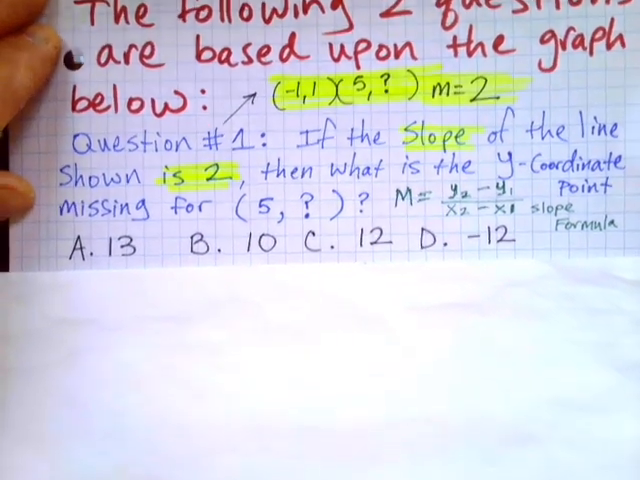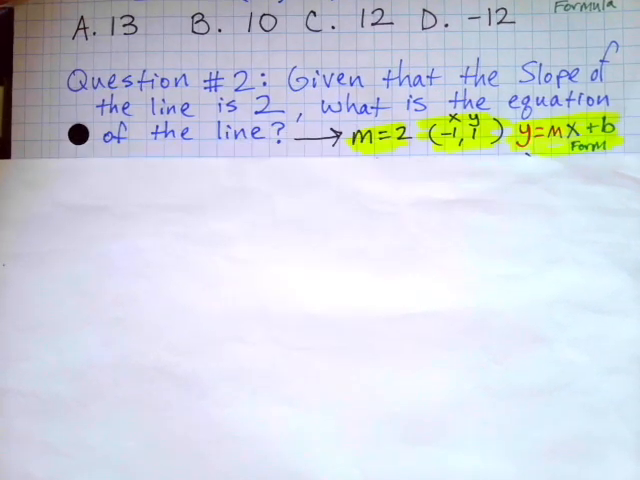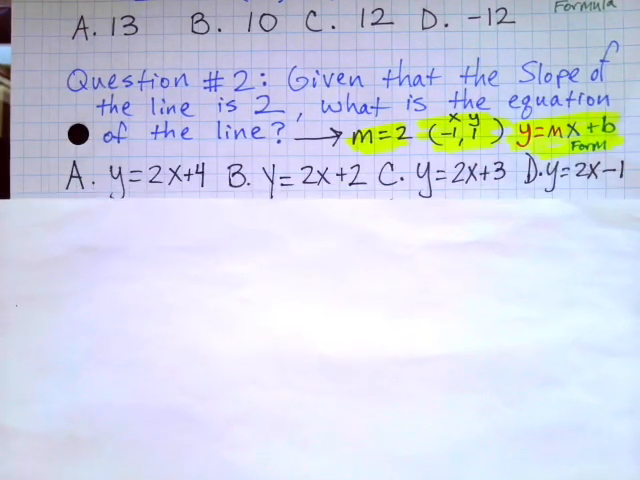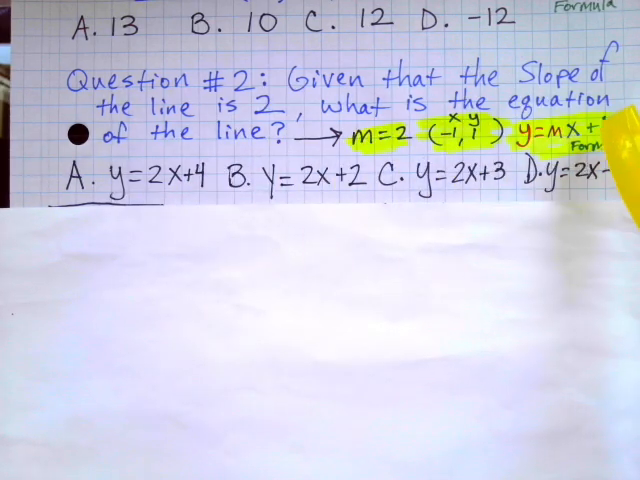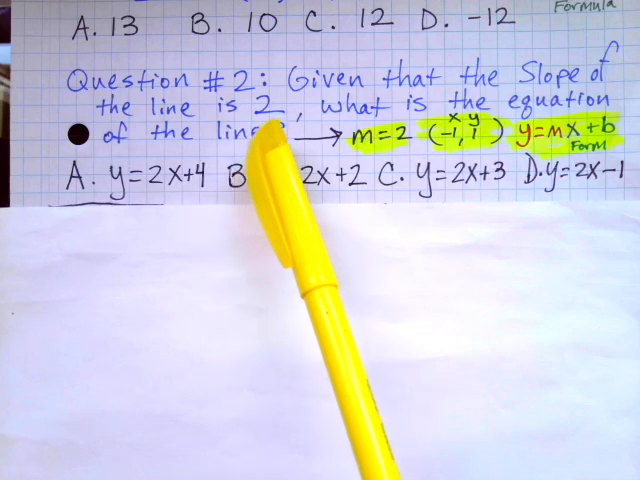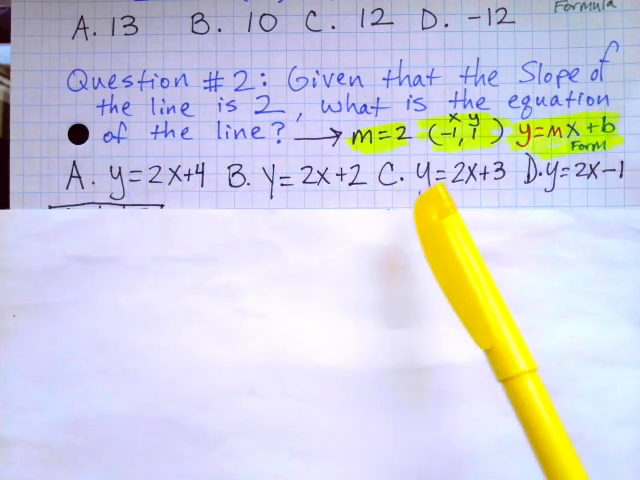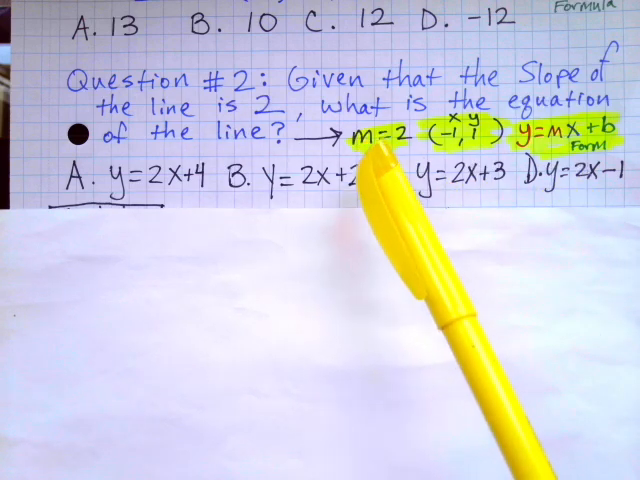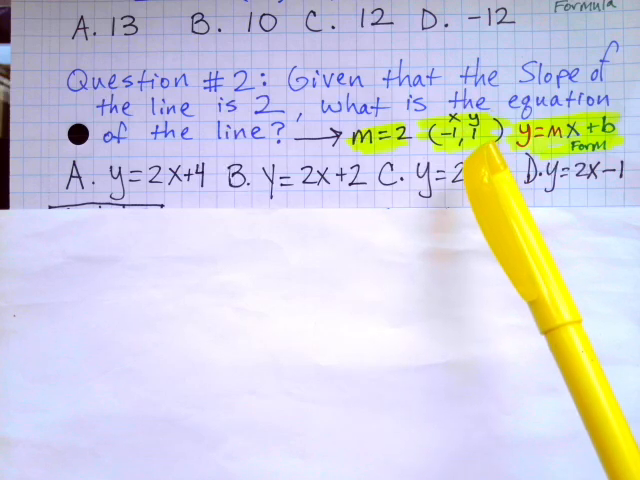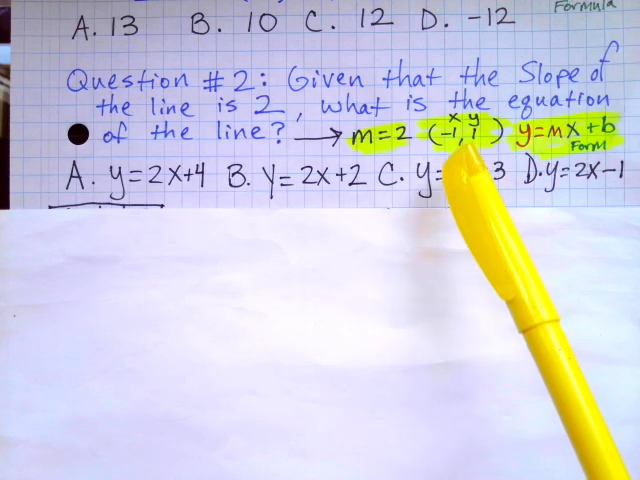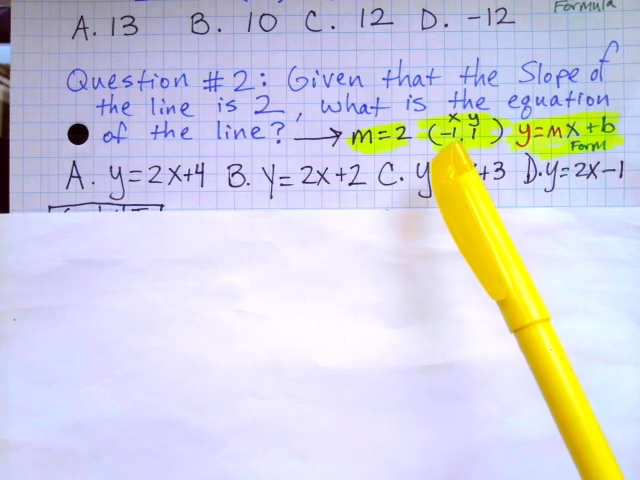I'm just going over these two questions, giving you key information. So here's the second question. Given, number 2, that the slope, or m, of a line is 2, what is the equation of the line, A, B, C, or D? So we have m equals 2, the slope. We have x1, y1. I'll get into detail here in a moment, I'm just talking this through with you.